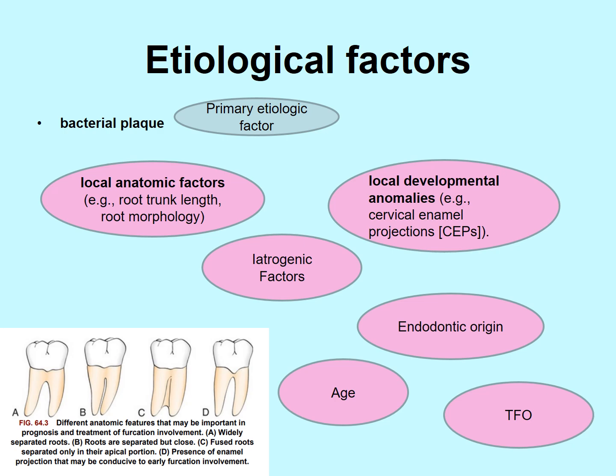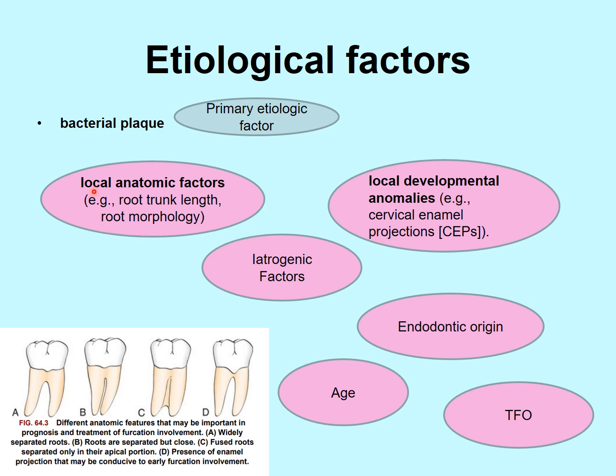So coming to the important part, that is etiological factors. The primary etiological factor in the development of furcation defect is bacterial plaque and the inflammatory consequences that result from its long-term presence. The extent of attachment loss required to produce a furcation defect is quite variable, and it can be related to local anatomic factors and local developmental anomalies.